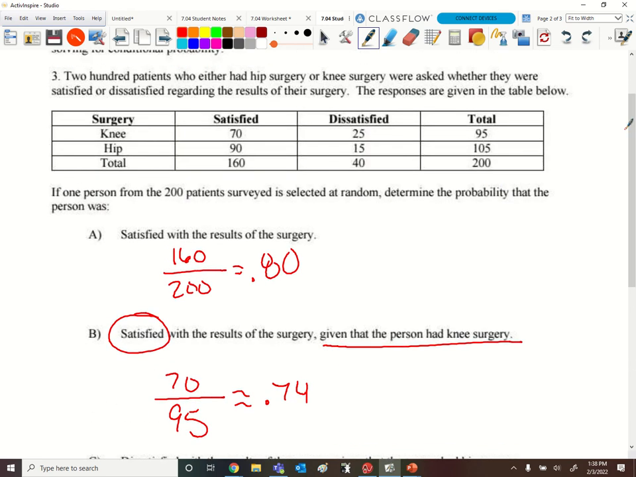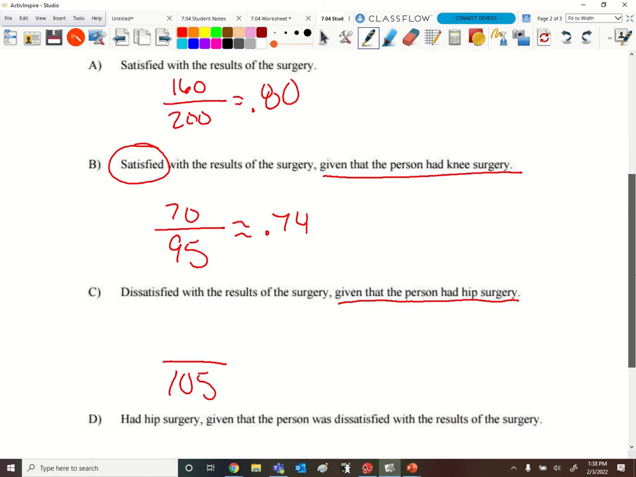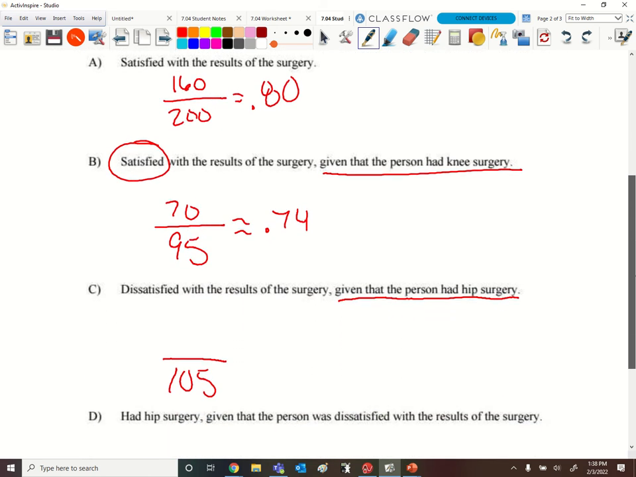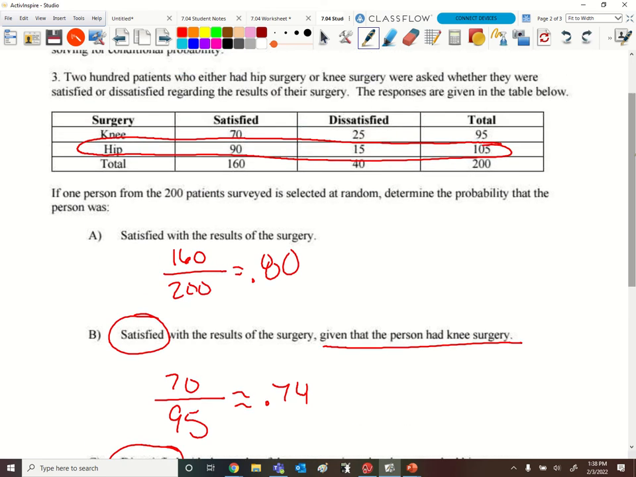So up here, total hip surgery. So I'm looking like this. Hip surgery, right? Now I need to figure out what I'm going to put on top. So I'm only looking at hip surgeries now. Dissatisfied is what I'm looking for. So my dissatisfied here is 15.